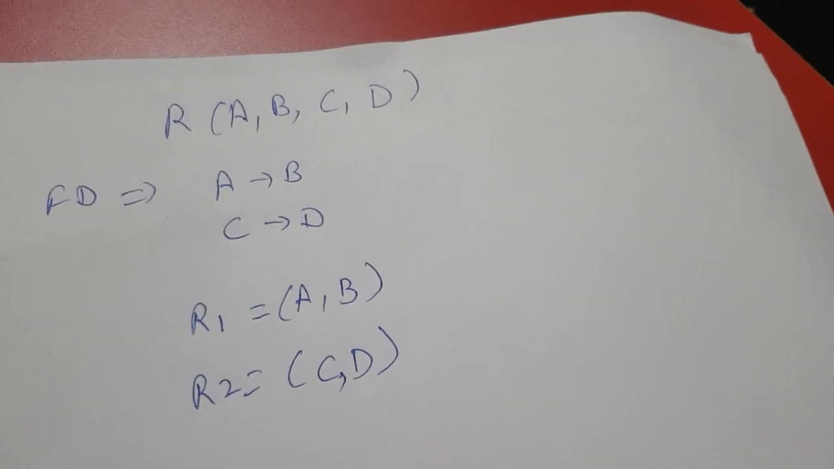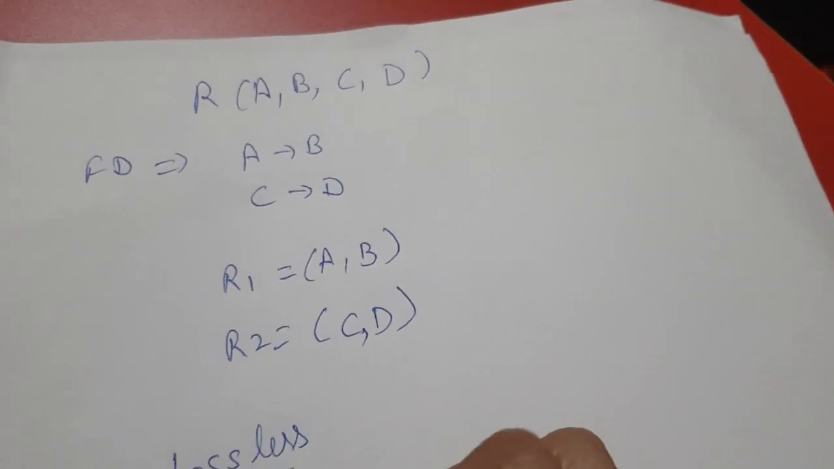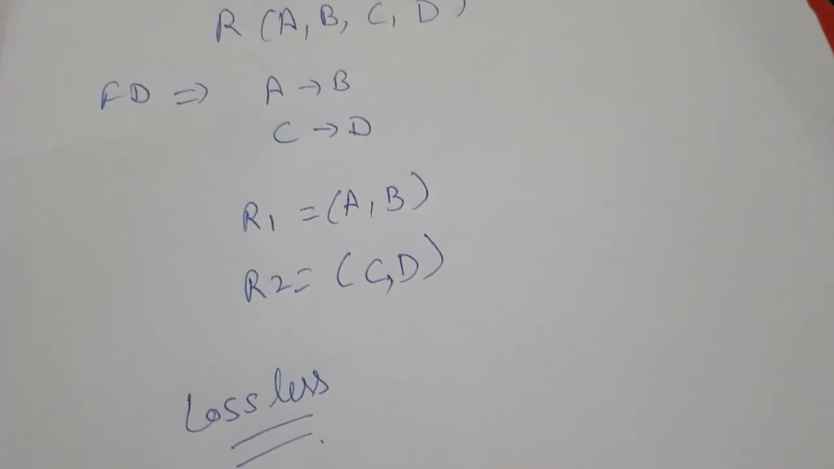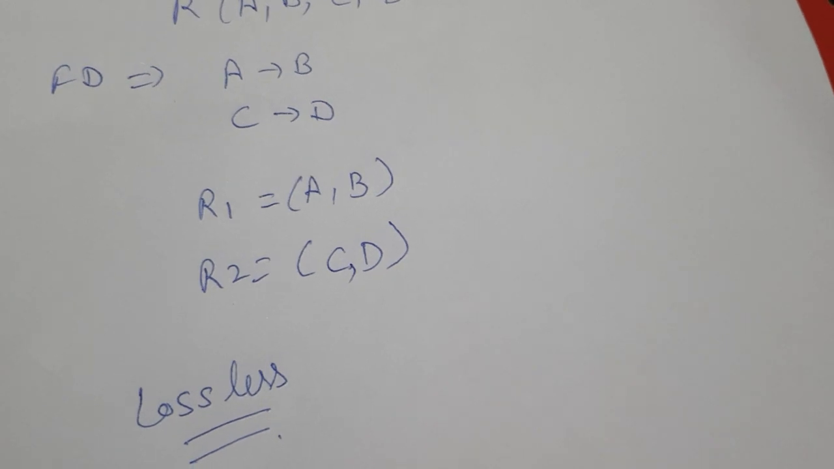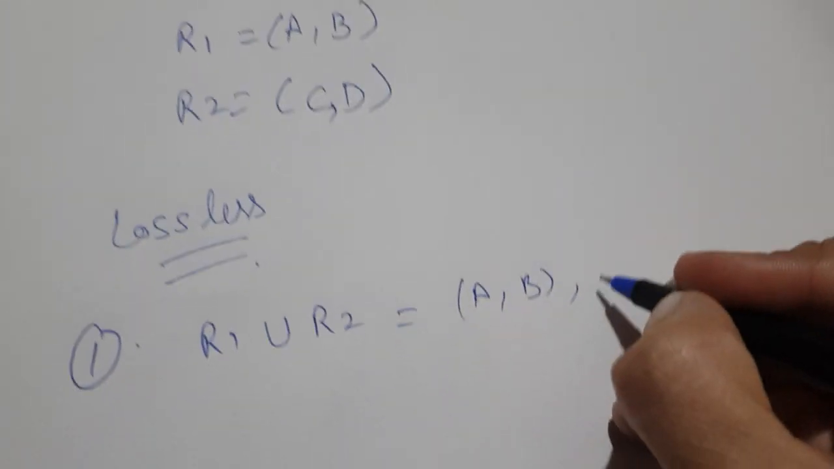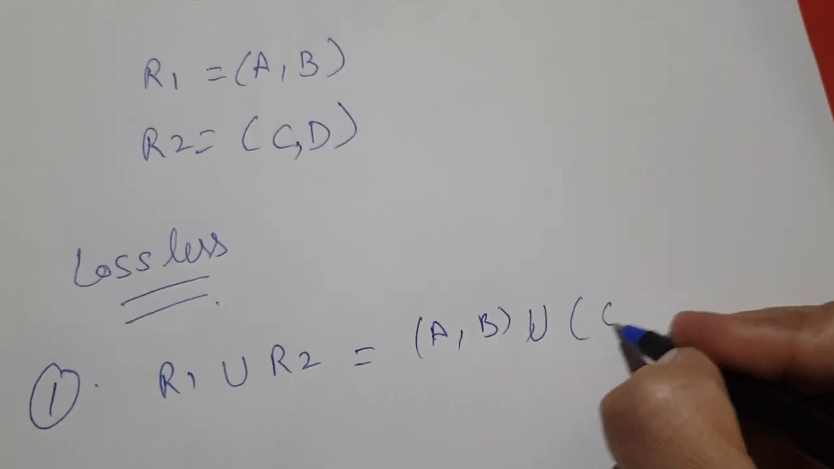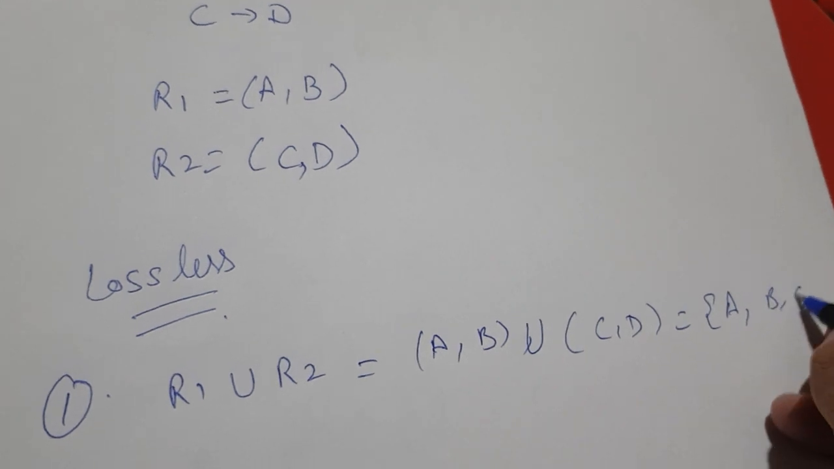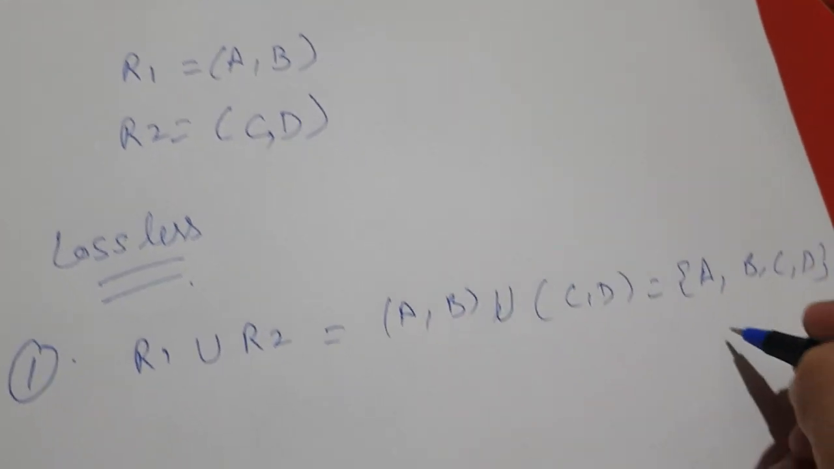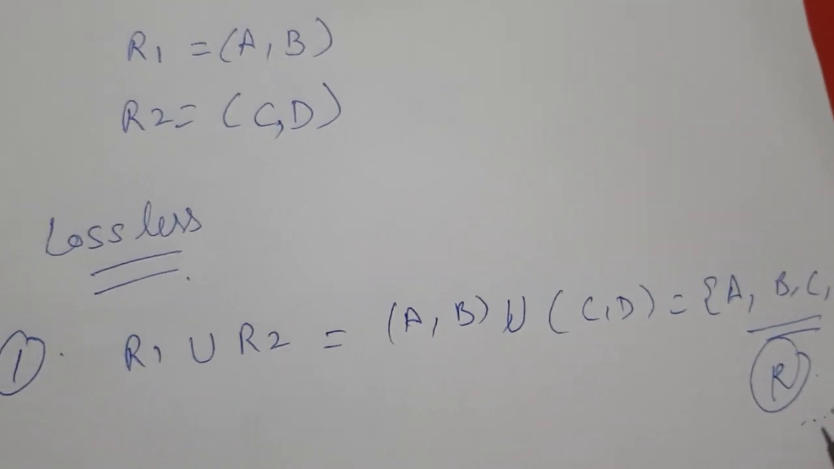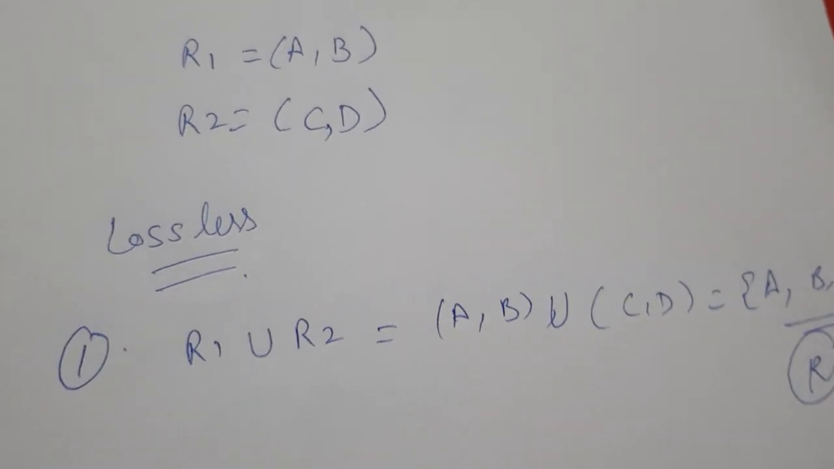Firstly, let us check for lossless decomposition. According to lossless decomposition, the first rule says we have to check the union. If I perform R1 union R2, we get A, B union C, D. What will we get? We get A, B, C, D. So A, B, C, D is true for this relation R. We got the original relation R back. So the first step is true.